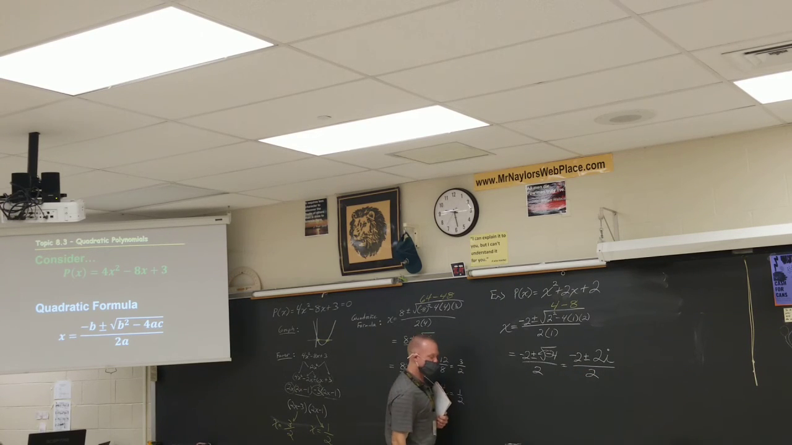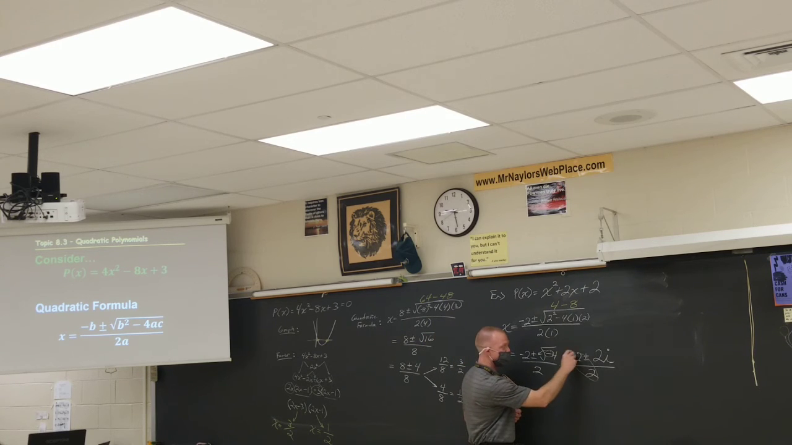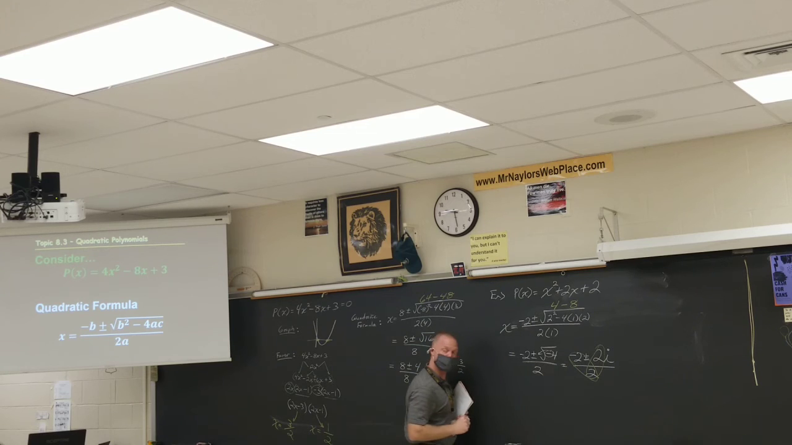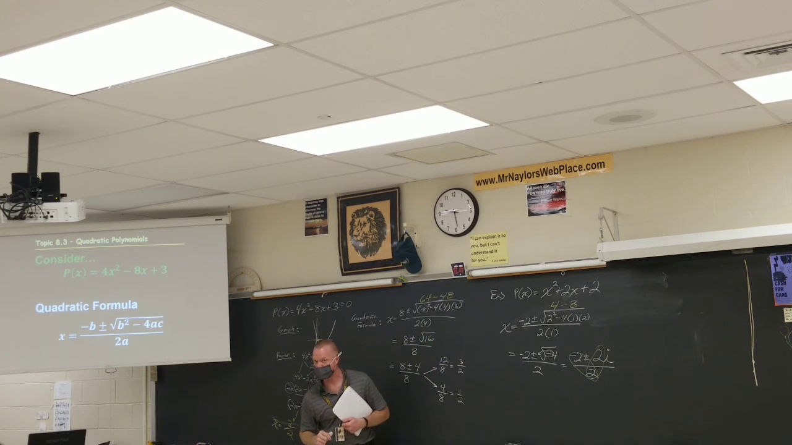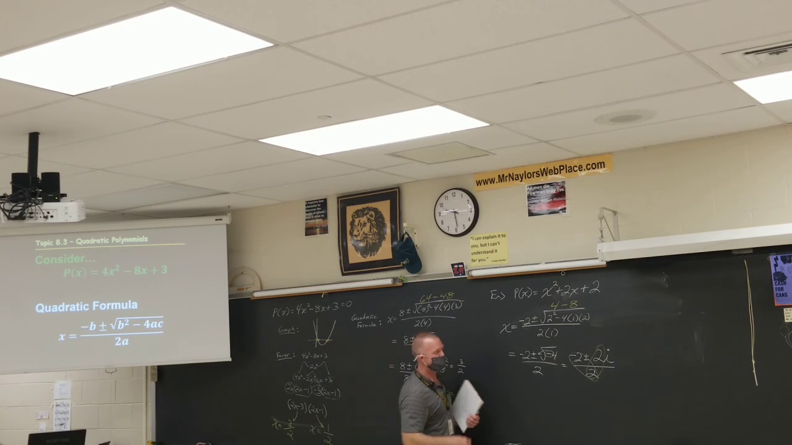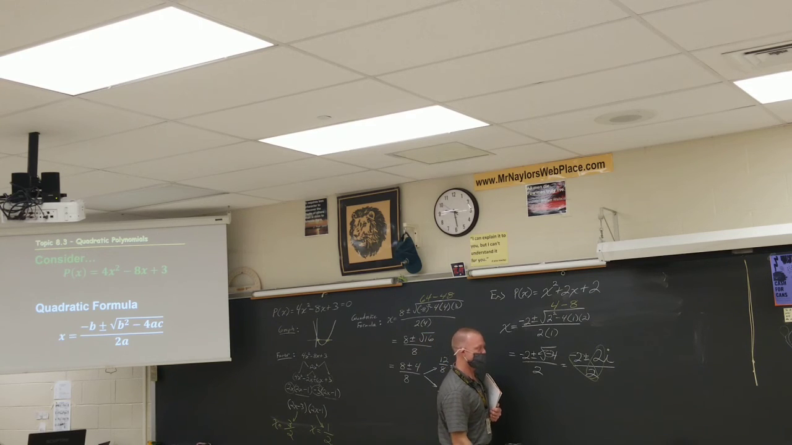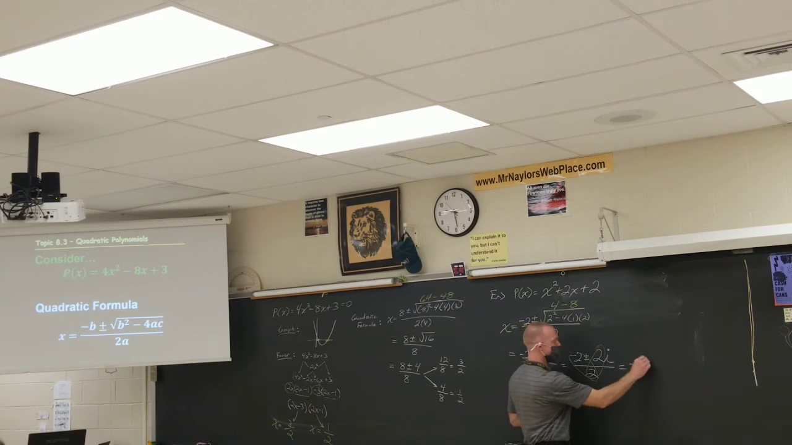Now, there's a lot of 2's up on the board. This problem was designed so that we would be reminded that you can and should divide by 2. You're allowed to divide by 2, like I'm showing here, so you get a more simplified answer, most certainly. You get negative 1 plus or minus i.